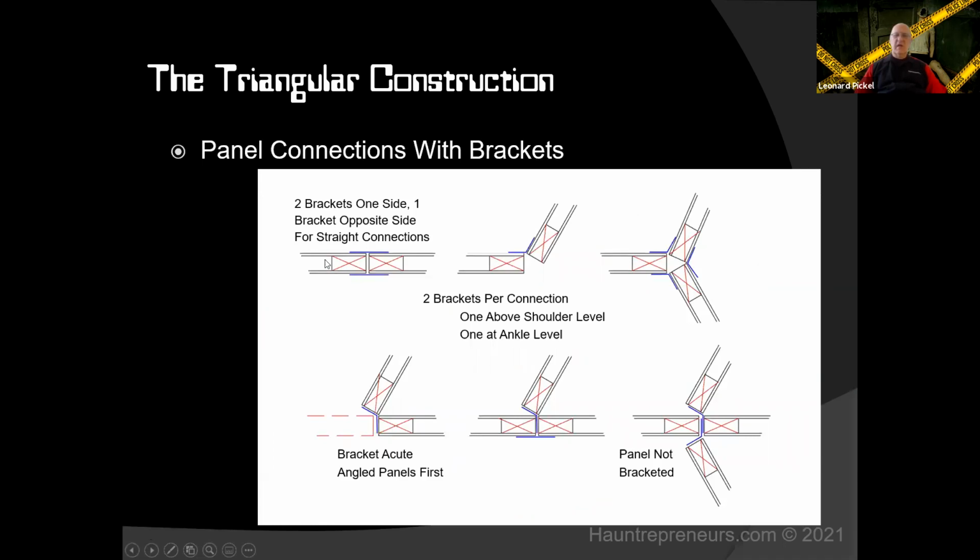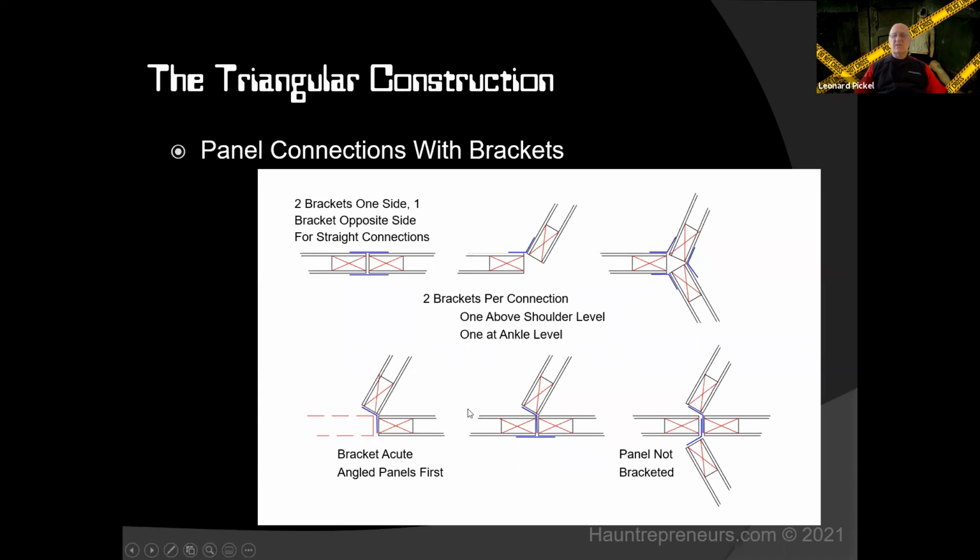So with a straight connection, as I said, we'll use two brackets on one side and then one on the opposite side just to keep it from hinging. A typical connection is at 120 degrees. If you've got three panels coming in together, now you can use three of those. That's the cleanest connection that you have.